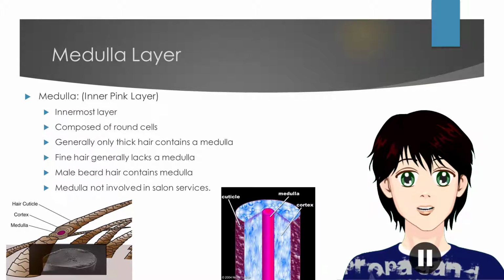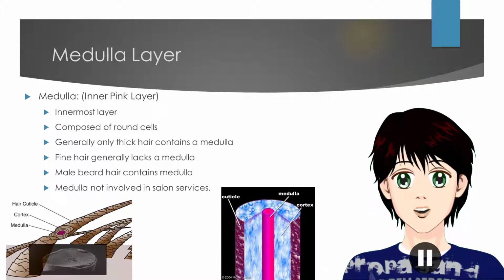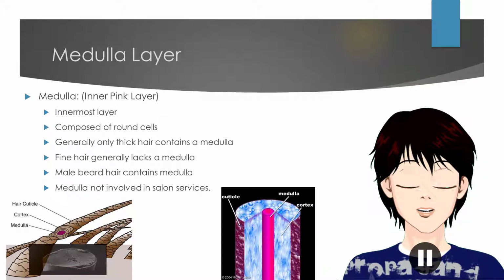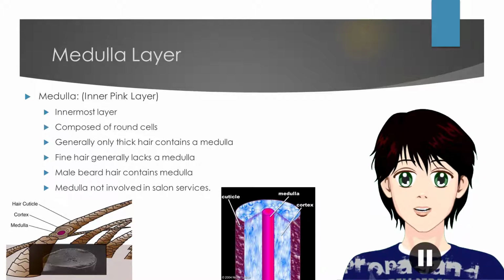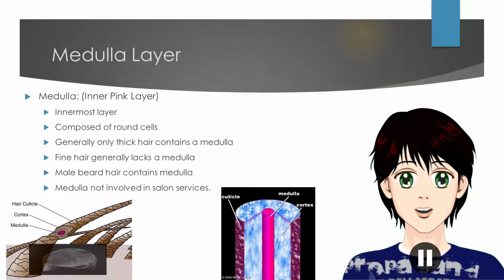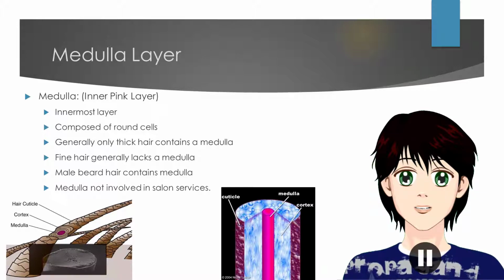The medulla is the innermost layer of the hair shaft and is composed of round-shaped cells. Generally, only thick hair contains a medulla, whereas fine hair generally lacks a medulla. All male-beard hair contains a medulla. The medulla portion of the hair shaft is not involved in, nor is it affected by, any salon services.